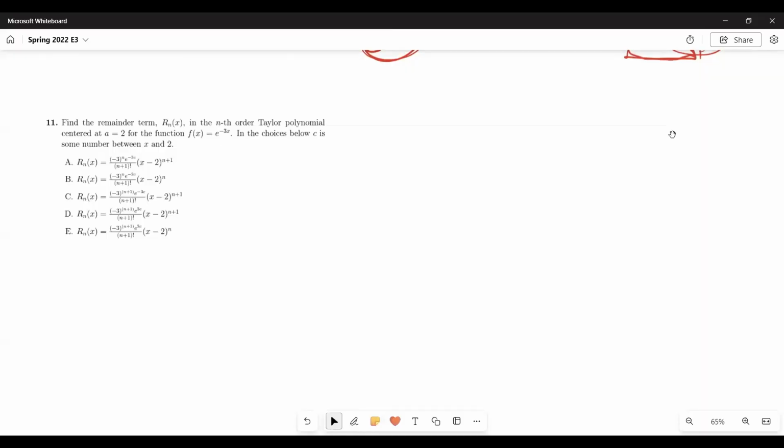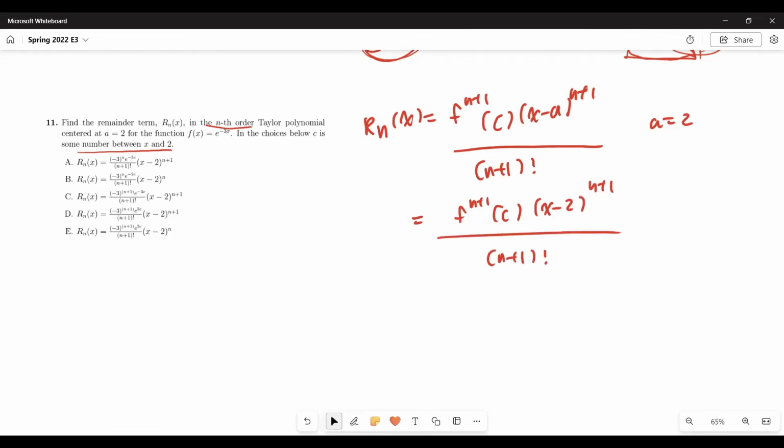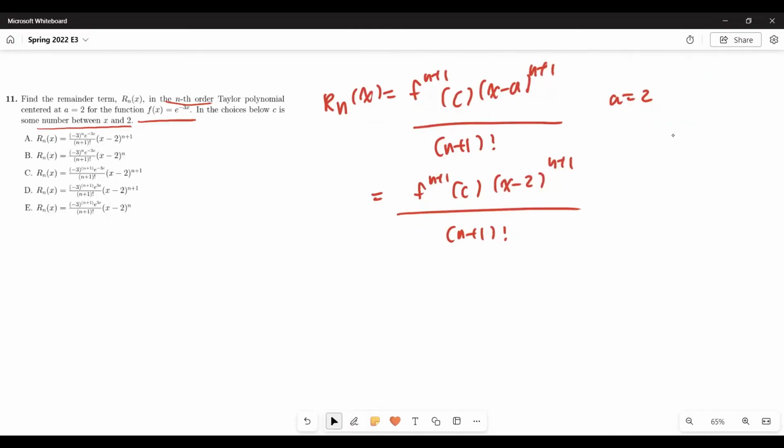Okay, this question has to find the remainder term of nth order, and it's from x and e, and it's x and 2. Okay, so the remainder theorem says Rn of x is equal to f of m plus 1 at c times x minus a to the m plus 1 over m plus 1 factorial. And our a is 2, so this becomes f of m plus 1 at c times x minus 2 to the m plus 1 over m plus 1 factorial.